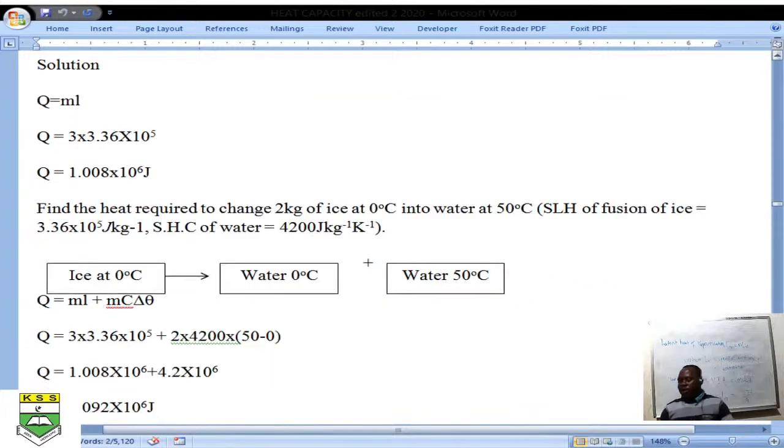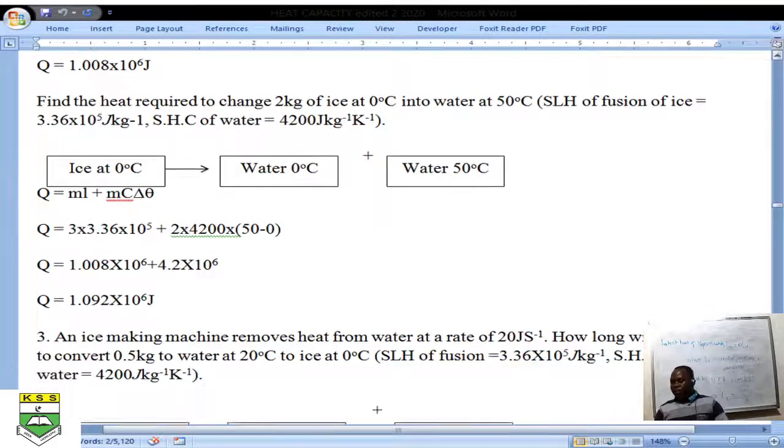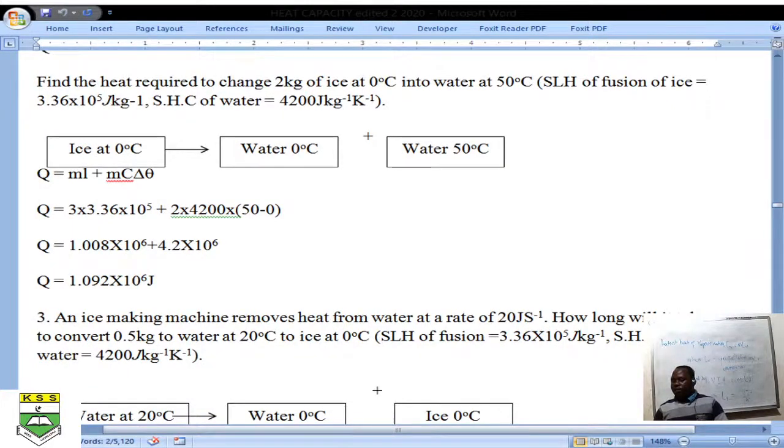Then when we go to that next number, I think you can see it. They are saying that find the heat required to change 2 kilograms of ice at 0 degrees Celsius into water at 50 degrees Celsius. Now you realize that here we have a task to heat ice at 0 and we take it to water at 50. Now these calculations you will also understand them. They are a bit technical, but you will understand them.